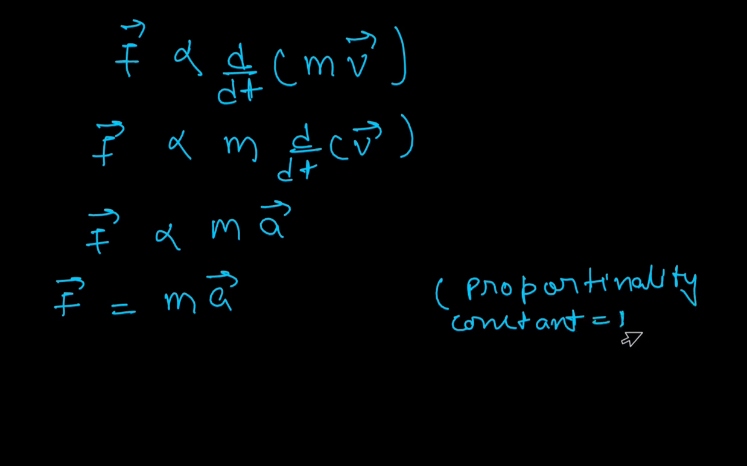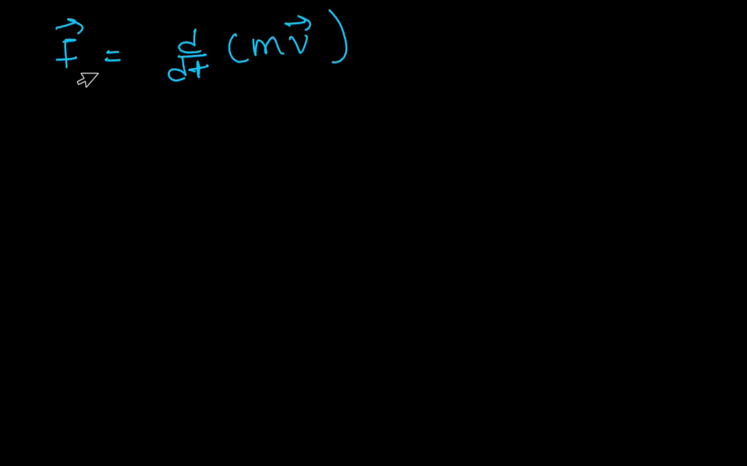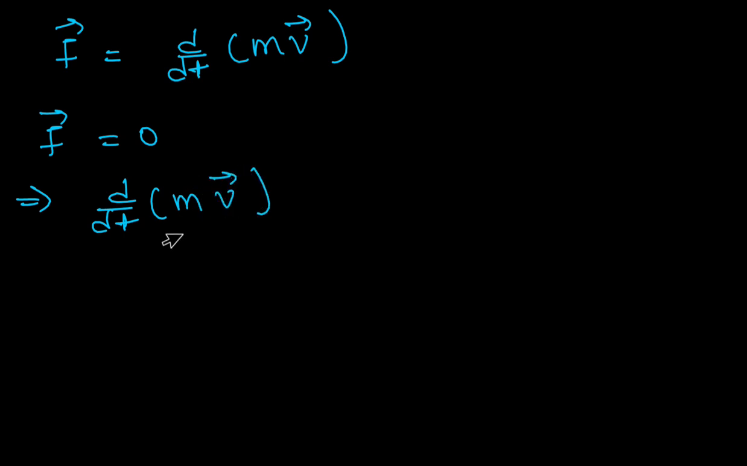When these quantities are measured in SI unit. So from Newton's second law of motion, we have force is equal to mass into acceleration. So force is equal to rate of change of linear momentum, as proportionality constant is 1. So if force is 0, this means that rate of change of linear momentum is 0. This is nothing but linear momentum.